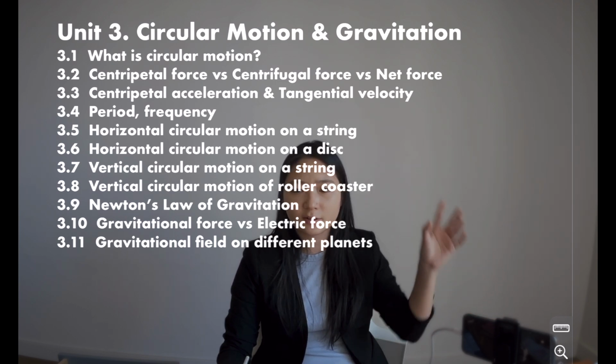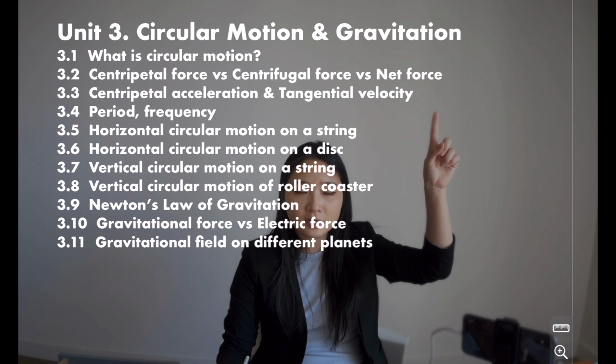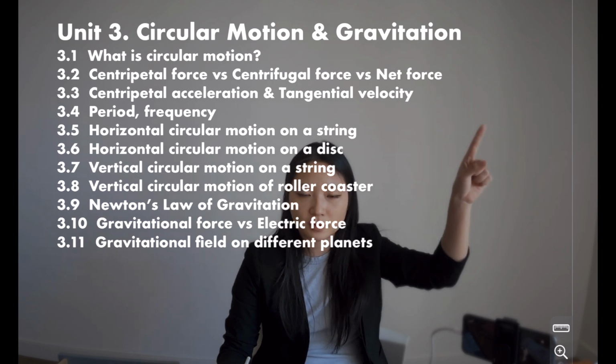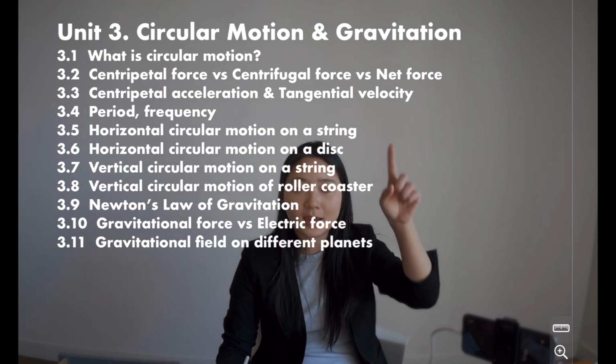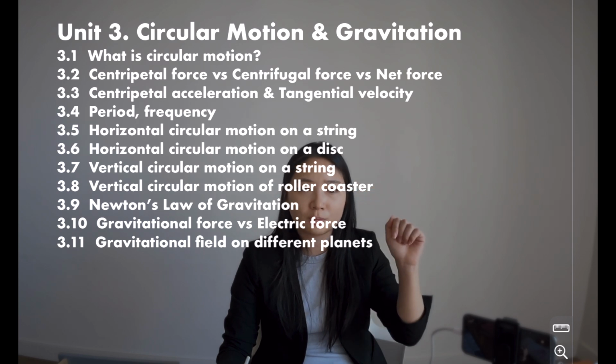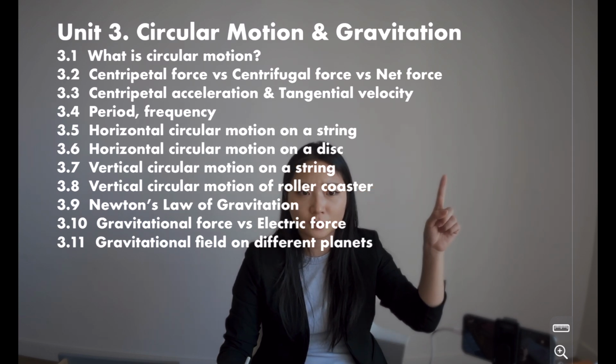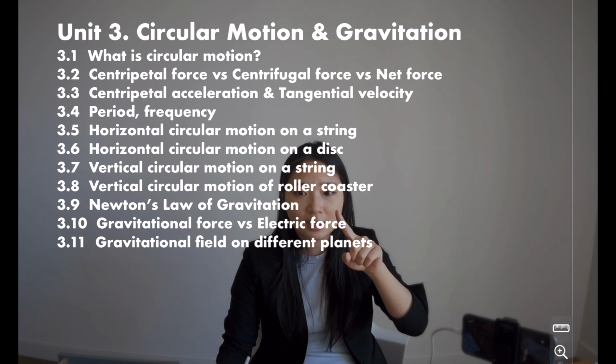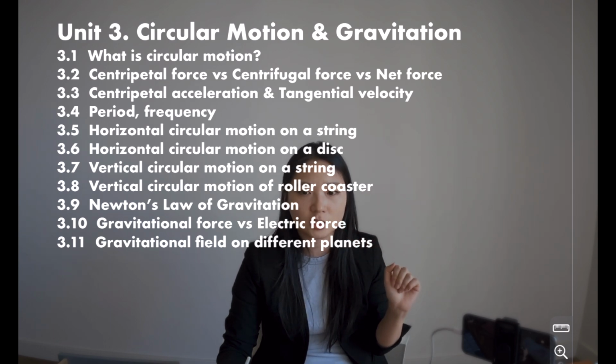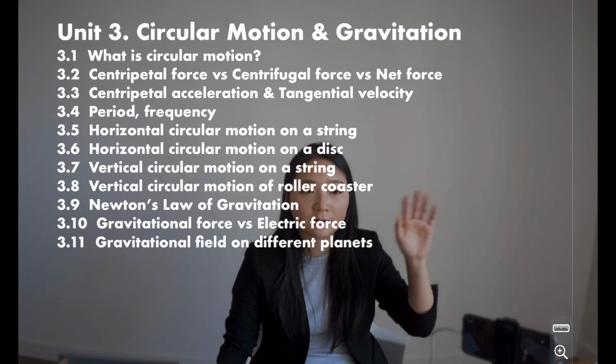First off, I'm going to start from the definition of circular motion, and then I'm going to compare centripetal force, centrifugal force, and net force. Then I'm going to jump into centripetal acceleration and its formula and tangential velocity and how these two are related to each other. Then it's going to be period and frequency.